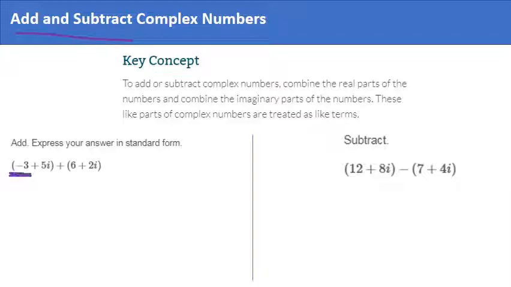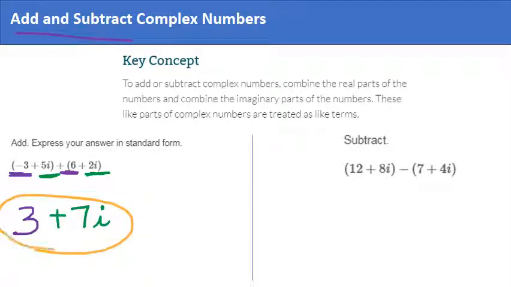We have -3 and 6. There's your two real parts. So -3 plus 6 gives you a 3. And then we can look at the complex part. So we have 5i plus 2i. So that is plus 7i. So that means your whole answer will be 3 plus 7i for this one.